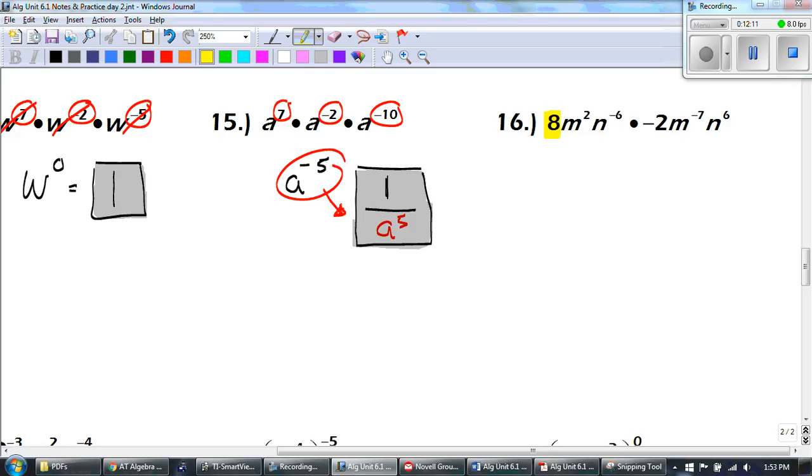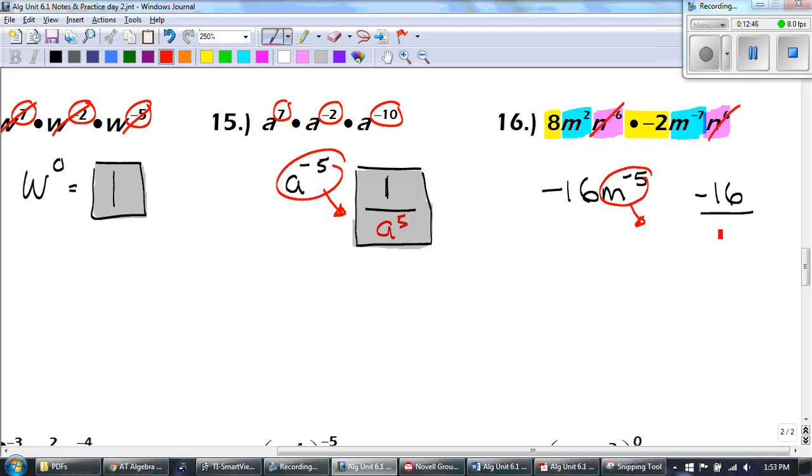Okay, so we have 8 times -2, which is -16. M squared, and m to the -7th. I'm going to add the exponents to get -5. And then we have -6 and 6, and those end up canceling out. So my exponent's negative, I have to drop it like it's hot. So my final answer is -16 over m to the 5th.